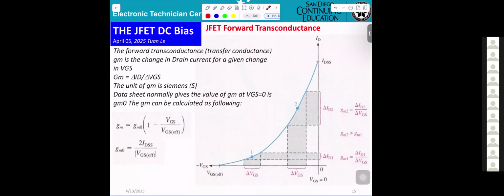Also, for the forward transfer conductance, gm is the change in the drain current for a given change in VGS. That means when you change the current ID, there will also be a change in VGS.